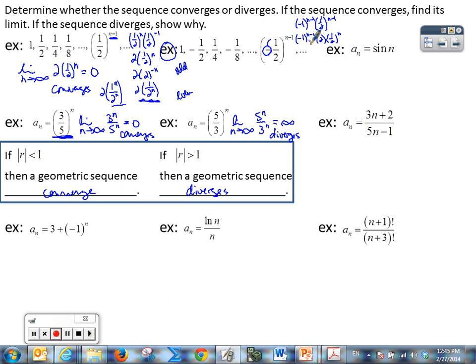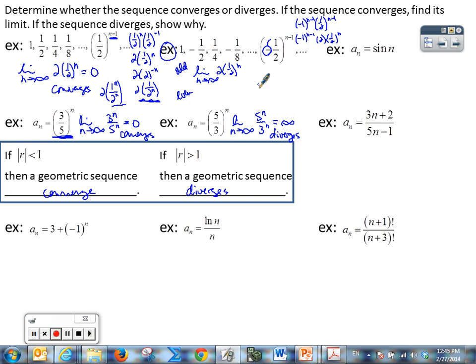Every single odd numbered term will make this positive. Are you with me? So I am going to write this. We're going to do the limit as n goes to infinity of 2 times 1/2 to the n. Those are all the odd numbered terms grouped together.